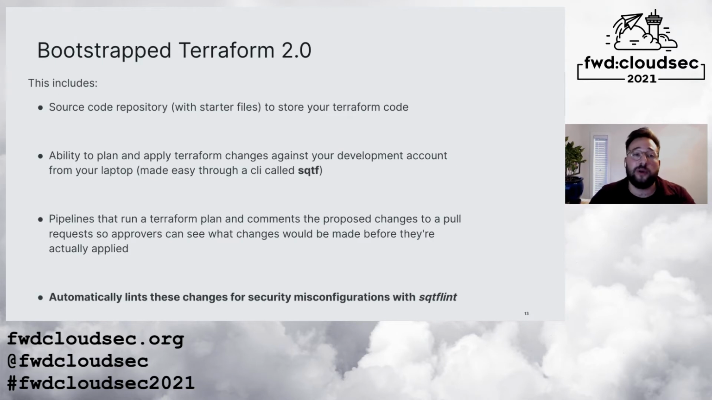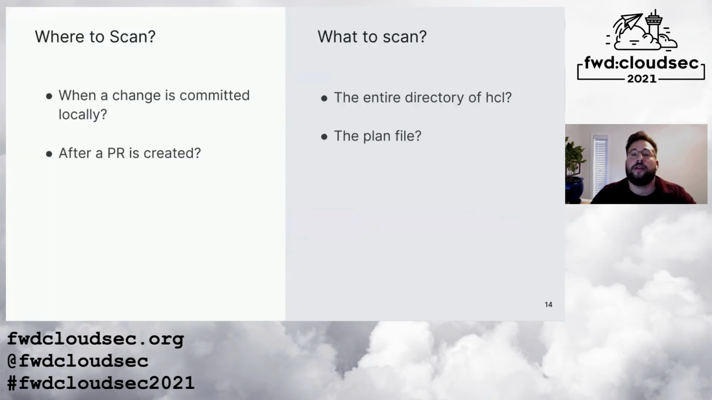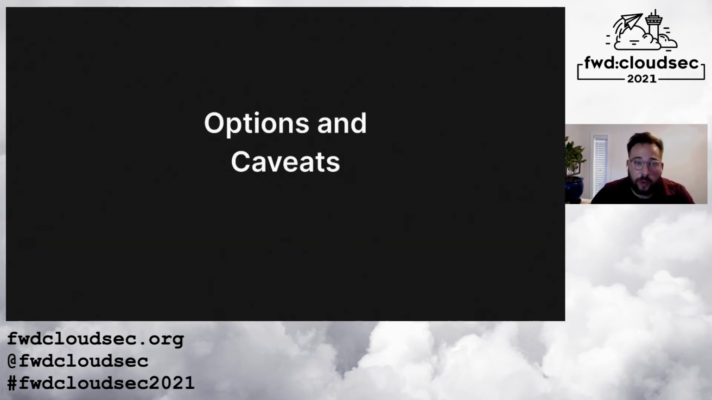Now that we have a tool that can scan for security issues, we can introduce this tool into our Terraform workflow. So now any change that uses our pipelines and workflow is automatically scanned for any security misconfig we define. So how do we actually integrate SQTF lint and Terraform linting into our workflow? We have a few options on where we could scan and what we could scan. But before we decide, I want to talk about some problems and some workarounds we ran into with these options.